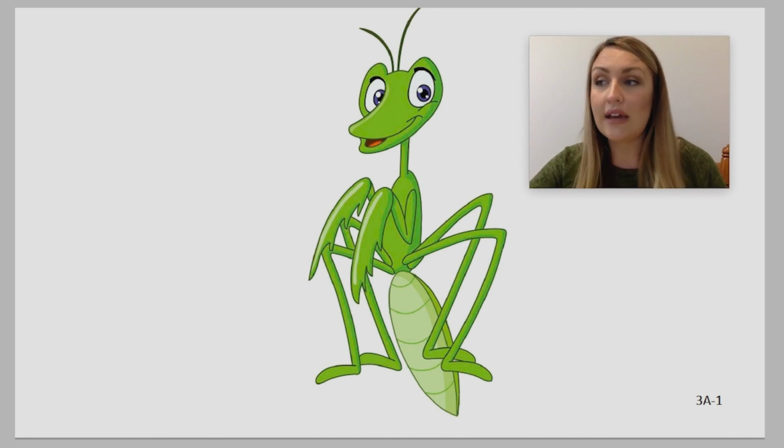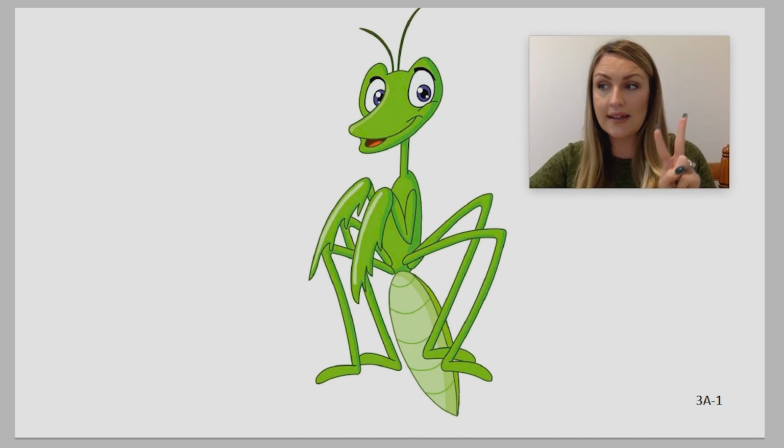Also, listen carefully to be able to identify 2 different ways that insects develop and be able to name the stages of each of those types of changes. Okie dokie, let's get started.